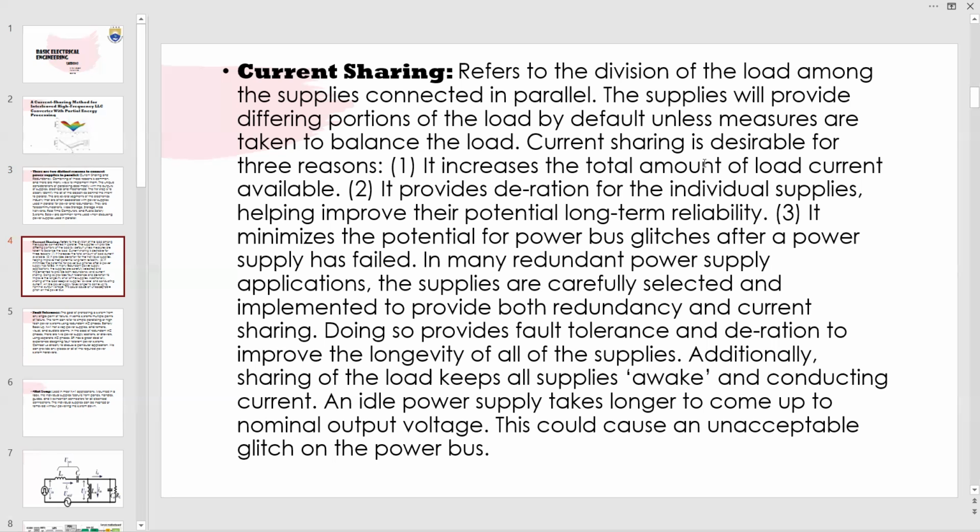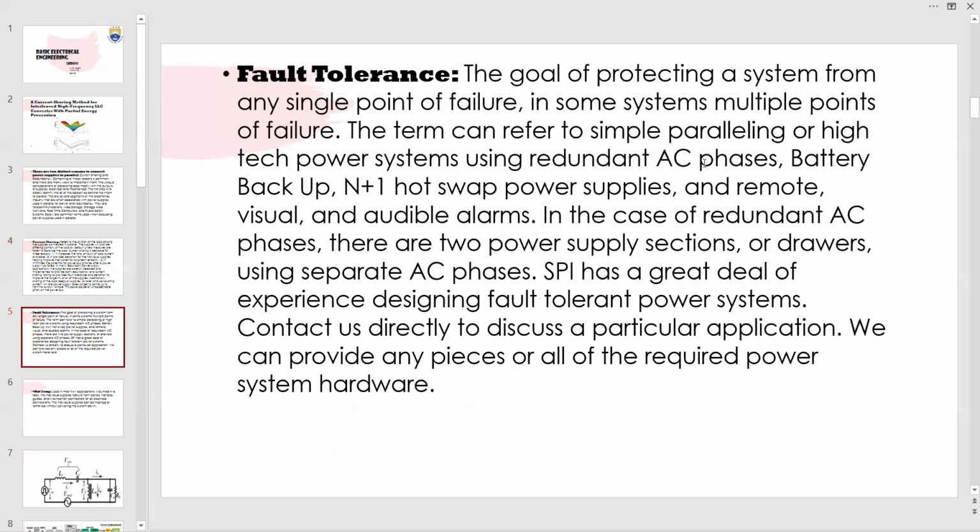In many redundant power supply applications, the supplies are carefully selected and implemented to provide both redundancy and current sharing. Doing so provides fault tolerance and derating to improve the longevity of all the supplies. Additionally, sharing of the load keeps all supplies awake and conducting current. An idle power supply takes longer to come up to nominal output voltage. This could cause an unacceptable glitch on the power bus.